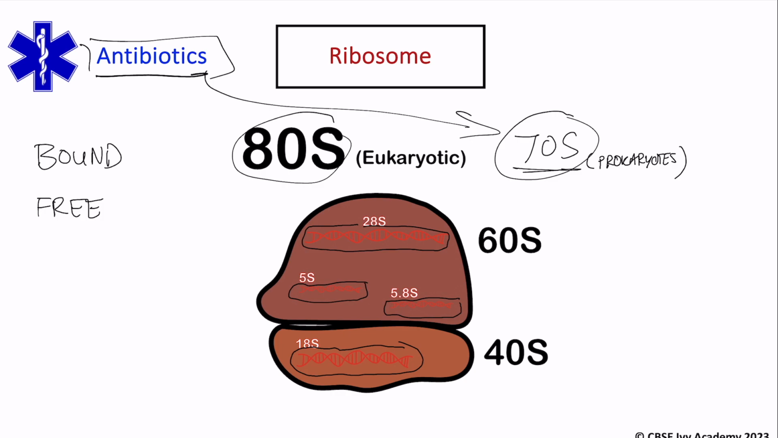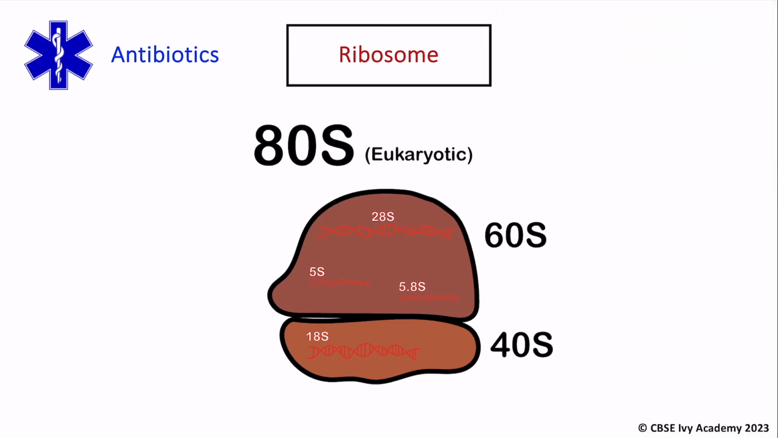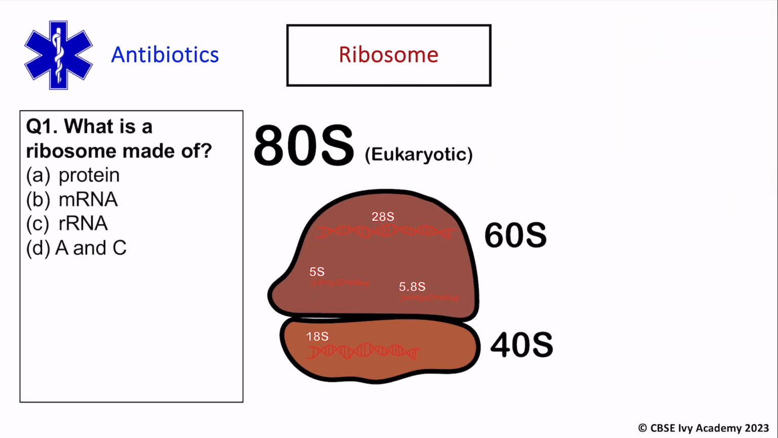Okay, so I'll go ahead and clear the ink and ask the questions. What is a ribosome made of? Protein, mRNA, rRNA, or A and C? And the answer is A and C. A ribosome is made from protein and rRNA.